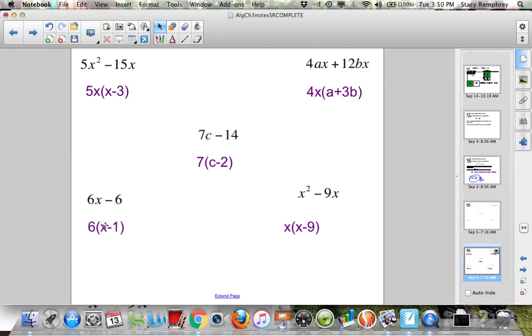You want to check. If you just put 6 times x, if you multiplied that back out, you wouldn't get 6x minus 6. You would just get 6x. Okay? So again, be careful. These two, the top two, you may have only pulled one of the common factors and not the greatest common factor. Please, again, circle anything that you have a question about. Write your question down and come see me if you're having trouble.